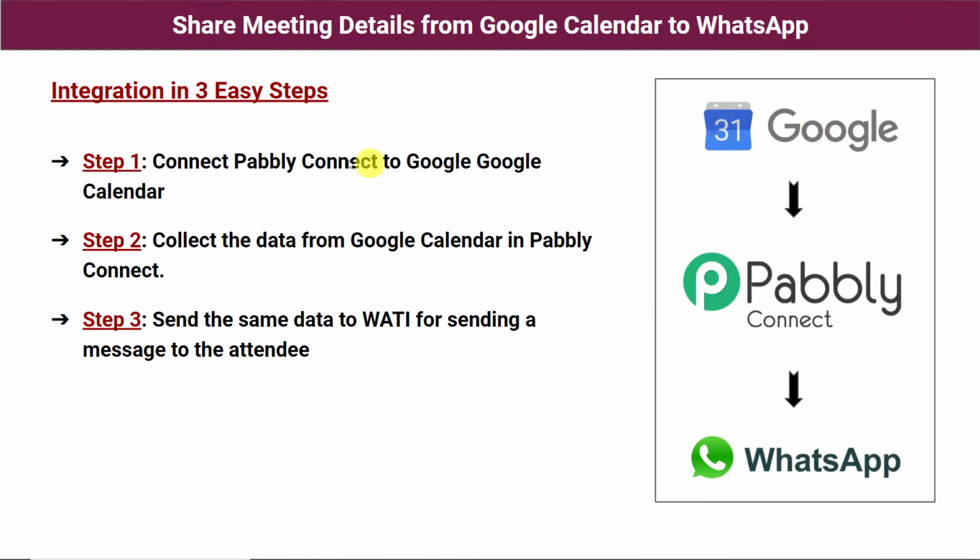Okay, so in the first step, you're basically going to integrate Google Calendar to Pabbly Connect. Now in the second step, you're going to send the data from Google Calendar into Pabbly Connect. So using the same data, you are going to compose a message and send it using the WhatsApp messaging platform. So the purpose of building this integration is anytime a new event is created in Google Calendar, automatically the attendee will be receiving the message on his WhatsApp number.